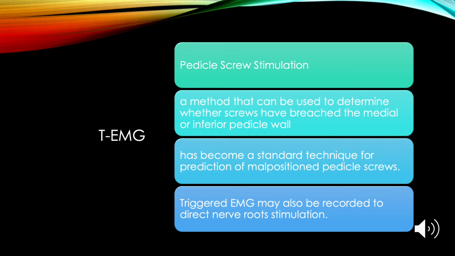Triggered EMG may also be recorded to direct nerve root stimulation to identify individual nerve roots and to check their integrity as well.